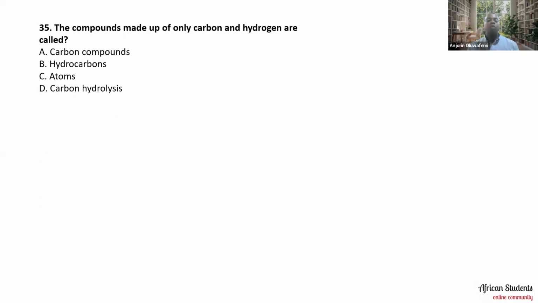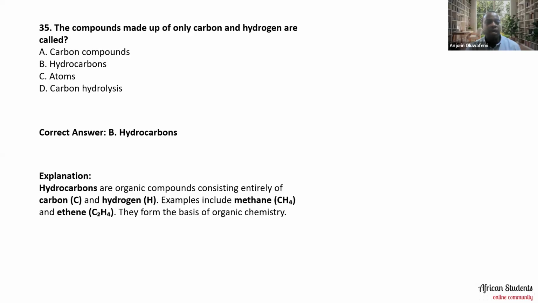The compounds made up of only carbon and hydrogen are called carbon compounds, hydrocarbons, atoms, or carbon hydrolysis. The answer here is hydrocarbons. We call them hydrocarbons, okay? Hydrocarbons are organic compounds consisting entirely of carbon and hydrogen. Examples include methane and ethene. They form the basis of organic chemistry.